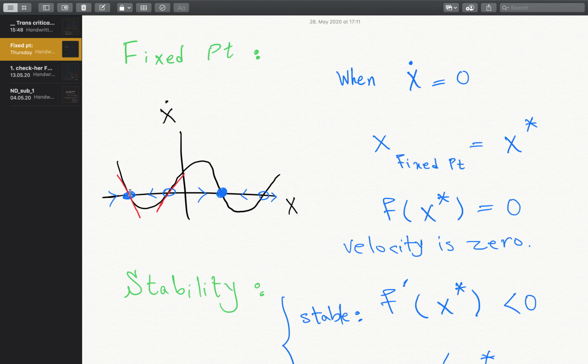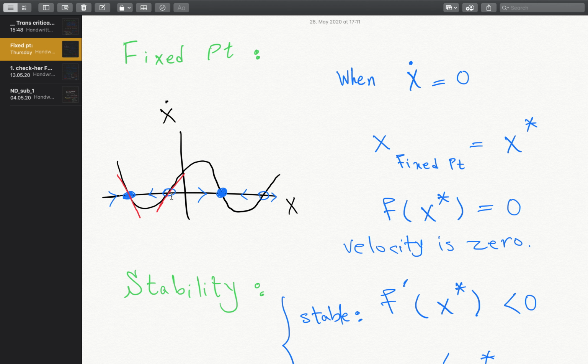And this is why we call it stable, because if you take the state of this system, for instance, put it here, then it returns to the fixed point. If you take it here, then it returns to this fixed point. Therefore, we call it stable. If you do a perturbation, it comes back to its equilibrium state.